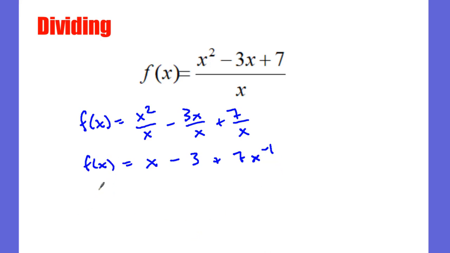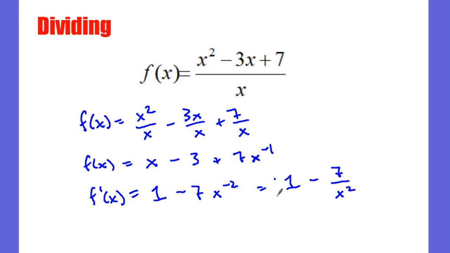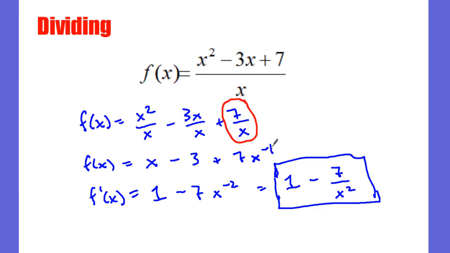Now we can apply our power rule here. What's the derivative of x? It's 1. What's the derivative of negative 3? It's 0. We're going to apply the power rule, so we multiply this out and get negative 7x to the negative 2. And we could rearrange it, saying 1 minus 7 over x squared. And so that is the derivative of my function. I just had to do a little dividing before I began. You can see this little thing that we did of turning 7 over x into 7x to the negative 1 power. We're going to see that in just a second.